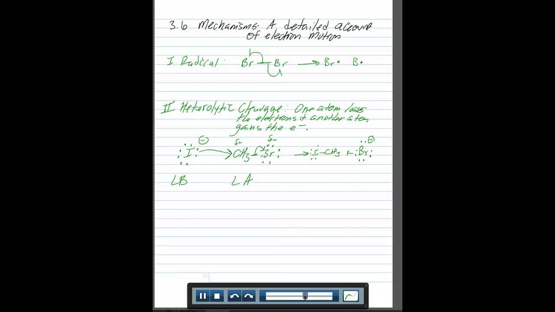Always the first step of mechanisms is to determine what is your Lewis acid and what is your Lewis base. So basically, with these heterolytic cleavages, I'm showing you arrows. Again, the arrows are showing a detailed account of the electron movement.